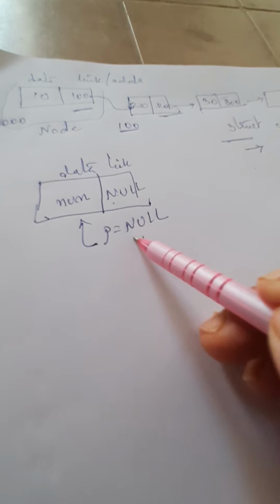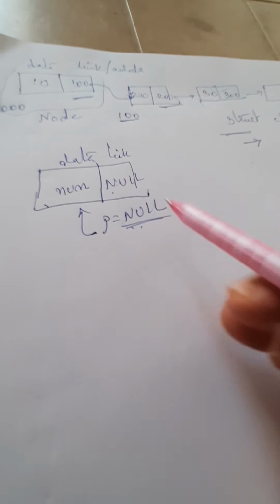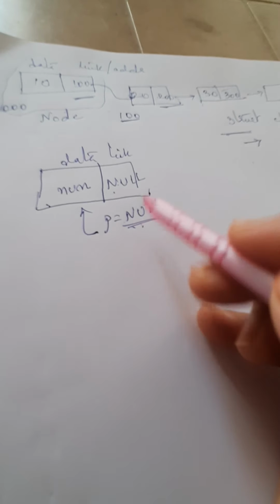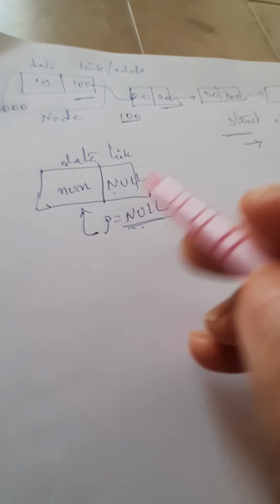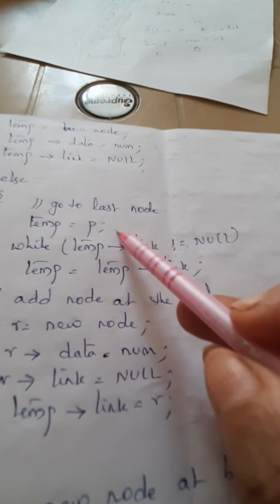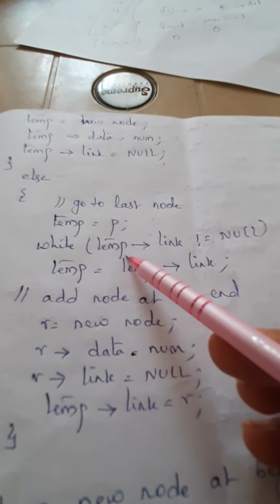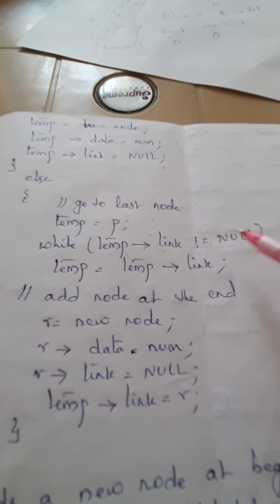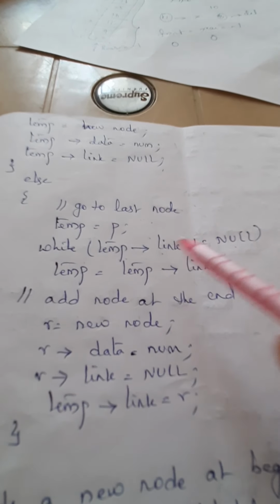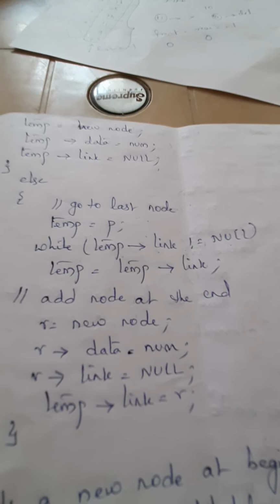What is p value? It will be null, because P will always point to the last node. So it will reach the next node, whatever is present at that particular last node's address. Clear? So here we are using temp is equal to P and checking the condition while temp of link is not equal to null. If temp of link is equal to null, what will happen? It will be the last node, isn't it?